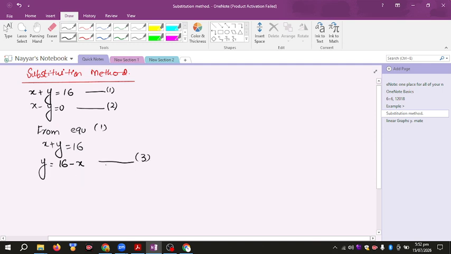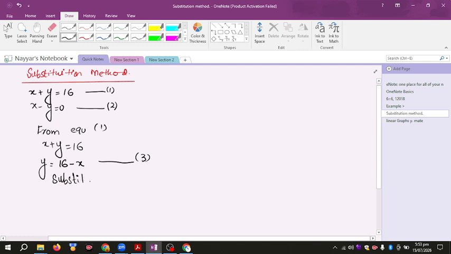Now in the substitution method you will take out the value of any one variable from equation 1 and you will substitute it into equation 2. Okay, it's up to you. You can take out the value from equation 2 and substitute in 1, or you can take out the value from 1 and substitute in 2. But remember, you have to substitute into the other equation. So now what you will do is substitute the value of y. We have taken it out from equation 1, so we will substitute it in equation 2.